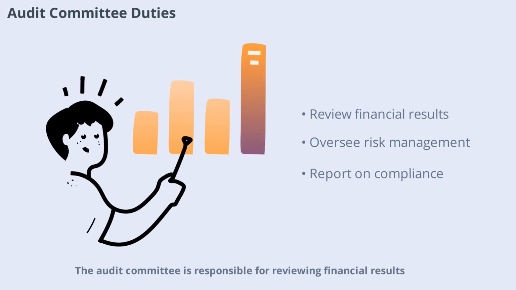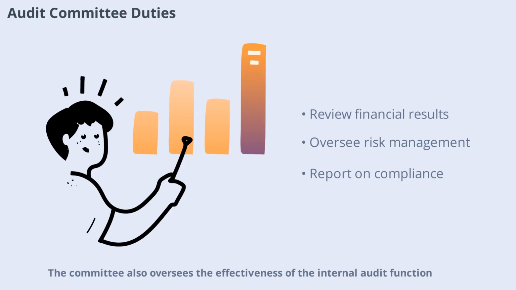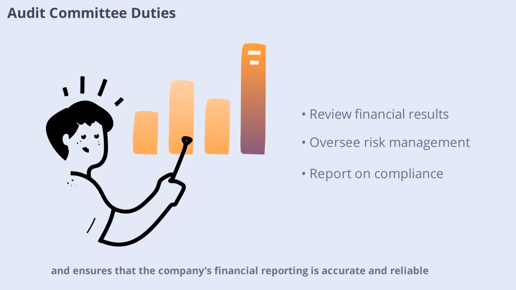Audit committee is responsible for reviewing financial results, risk management, and internal controls. It must report on how it meets these responsibilities, including any noncompliance and remedial steps taken. The committee also oversees the effectiveness of the internal audit function and ensures that the company's financial reporting is accurate and reliable. Detailed reporting by the audit committee builds confidence among shareholders and regulators.